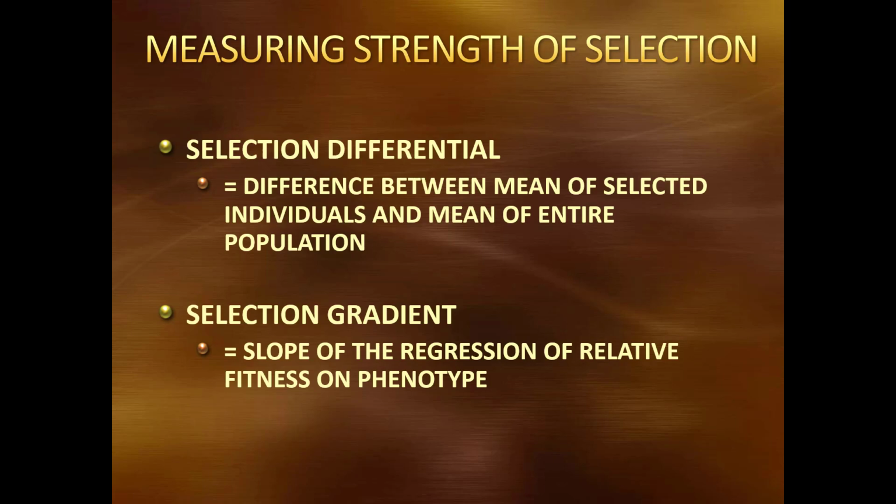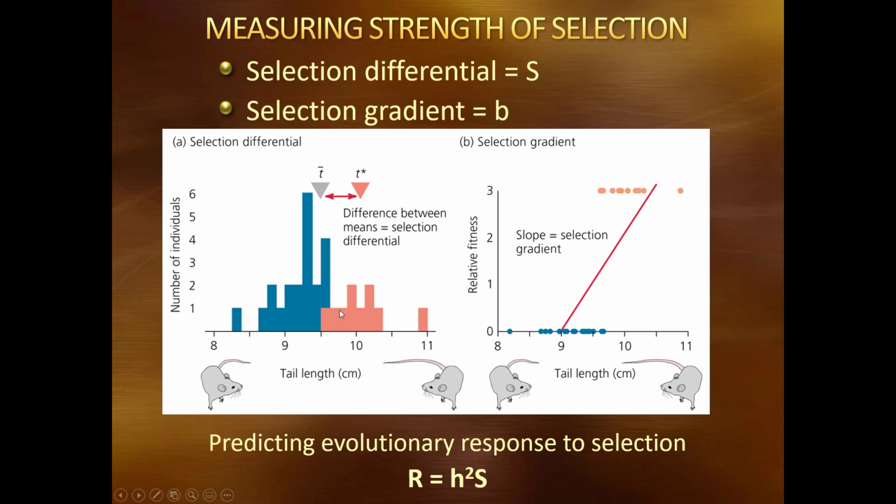With the selection gradient, what you're looking at is the change in relative fitness in those populations. The next figure will show this a little more easily. This is looking at tail length in mice. In part A, you have the blue population, which is before selection, and then this orangish population, which is after selection. You have two different means. If we take the mean of the before population, maybe it's around 9.25, and the mean of the after population is maybe closer to 10ish. The difference between those two would be that selection differential.